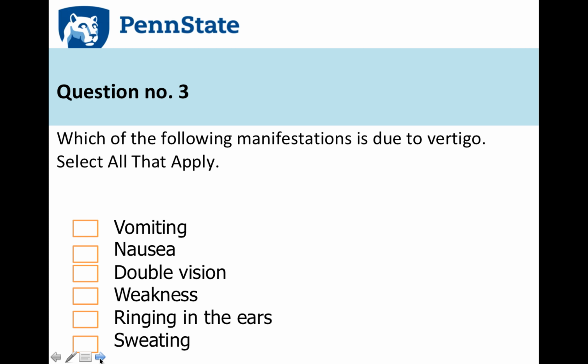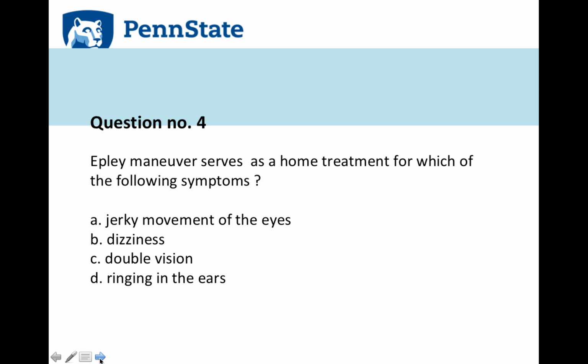Which of the following manifestations is due to vertigo? Select all that apply. Vomiting, yes. Nausea, yes. Double vision, yes. Weakness, yes. Ringing in the ears, yes. And sweating. So all apply to the signs and symptoms of vertigo.